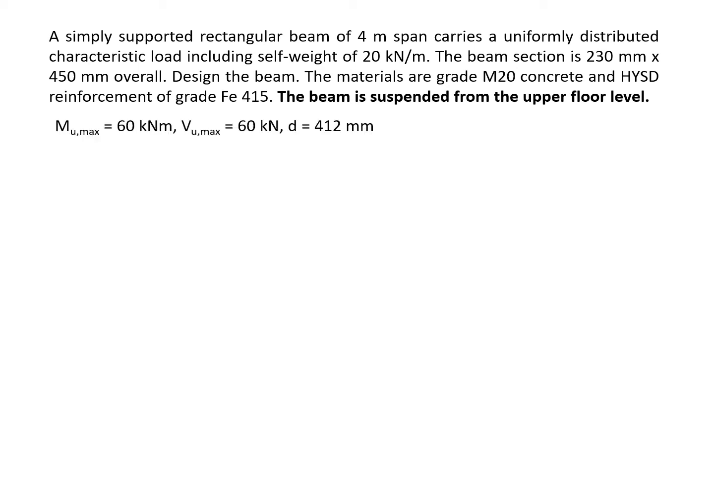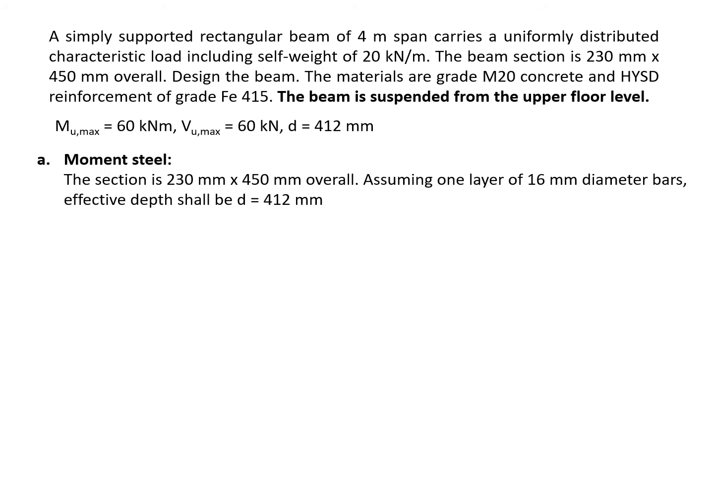Now let's start with the steps. First, let's work out Mu maximum, which is at the center of the beam. It will come to this 60 if you do WL square by 8 into 1.5, and Vu maximum will be WL by 2 into 1.5, and you have to take effective depth. So you have to assume some 16 mm bars. I assume that there could be variation, and effective depth. How does 412 come? 450 minus the cover 30 minus half of 16, that is 8 mm. That's how 412 comes. So you are all set.